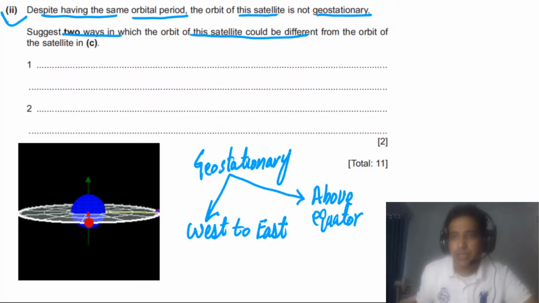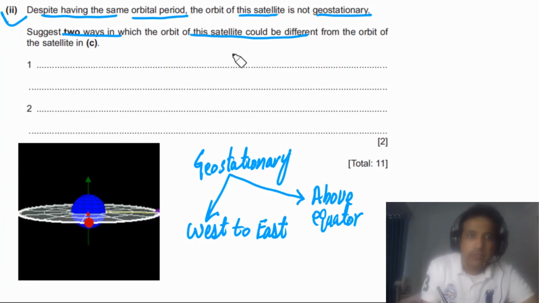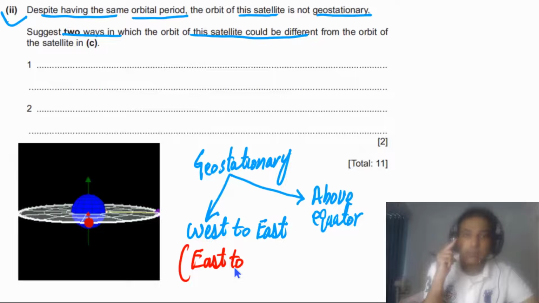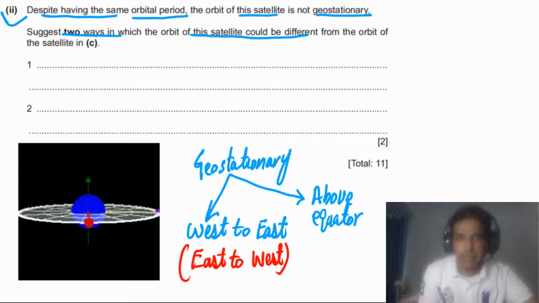Now let's try to answer this question. We can say this satellite may be moving from east to west. So one thing we can say is, if it is in the equatorial plane but moves from east to west, then it cannot be a geostationary satellite. It means the satellite will not appear stationary to an observer on the planet surface. So this can be one point.